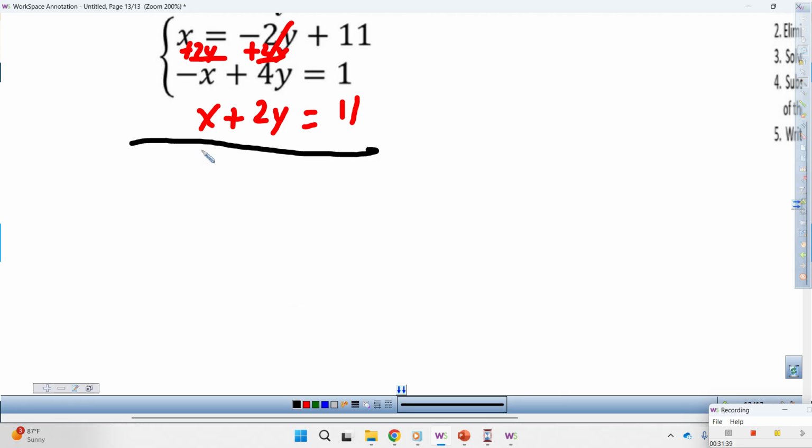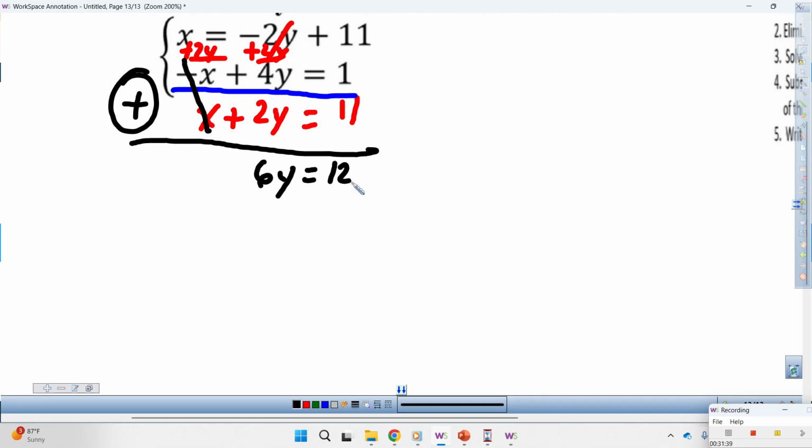And at that point, I draw a line, I put a plus, and I'm going to focus on this one. Look up. This is going to be my blue one, and the other one's my red one. So what do we do? Combine. What is x minus x? They eliminate. All right. What is 4 plus 2? 6y. What is 11 plus 1? 12. Let's solve for y. Divide by 6.